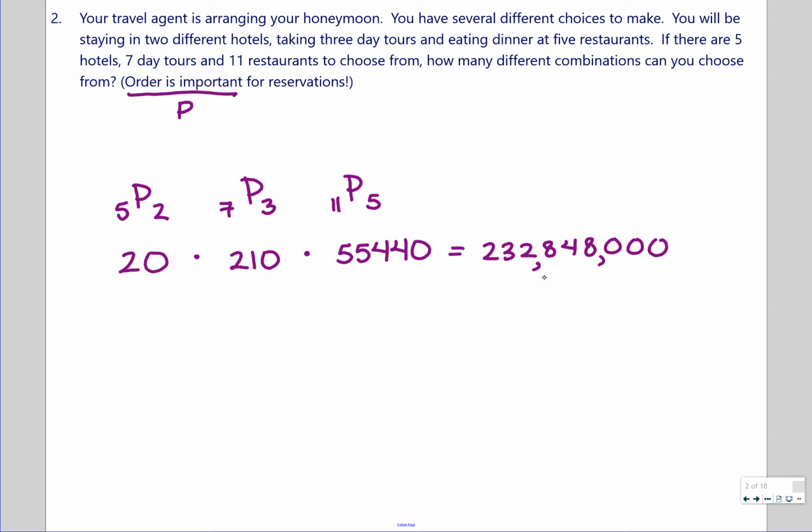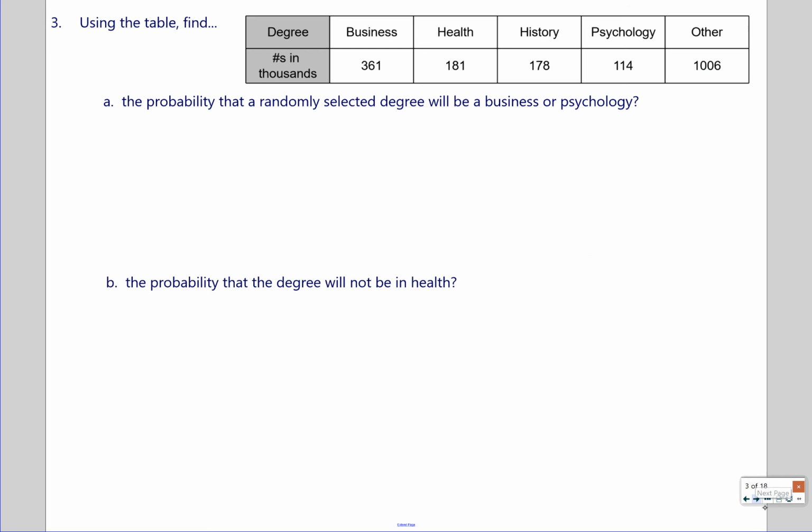Questions there? Okay. All right. Number 3. Using the table, find the probability that a randomly selected degree will be in business or psychology. When you see the word or, what are you doing? Adding or multiplying? You are adding. So we're finding the probability that they're business, probability that they're psychology, and then adding them together.